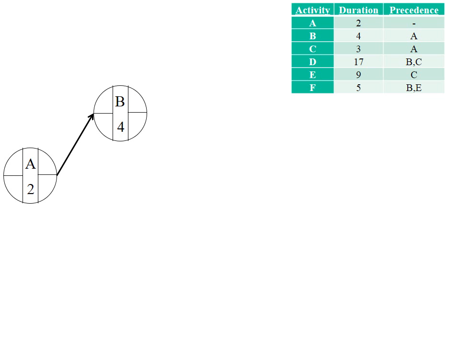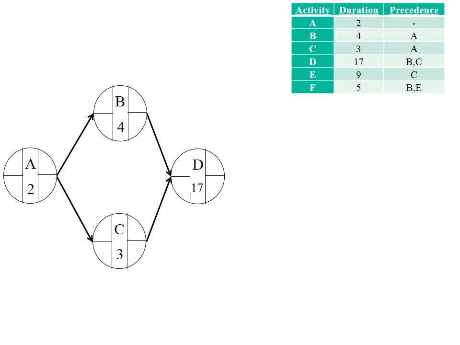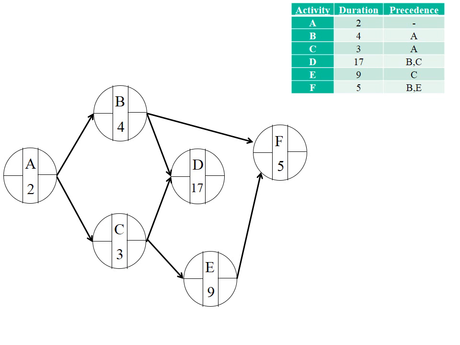B follows A, takes 4 months or 4 time periods. C follows A, takes 3 time periods. D follows B and C, takes 17 months. E follows C, takes 9 time periods, and F follows B and E, and takes 5 months. This is a bit confusing. It looks like there are 2 activities which are terminating, D and F. All right, let's begin filling out the information, and then we'll see how to handle this situation.